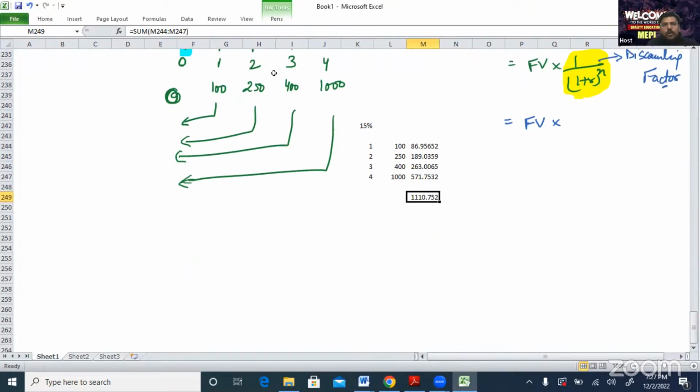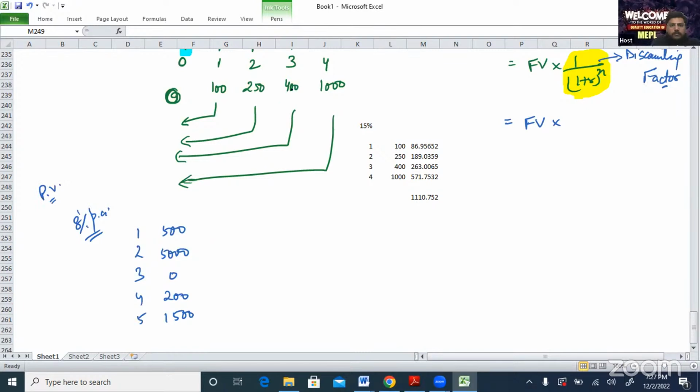So let me give you a question. Solve it for me in 2 minutes. Let's say I have cash flows at 1, 2, 3, 4, 5. This is 500, this is 5,000, 0, 200, 1,500. If the rate of interest is 8% per annum, give me its present value. I am giving 2 minutes to everyone.